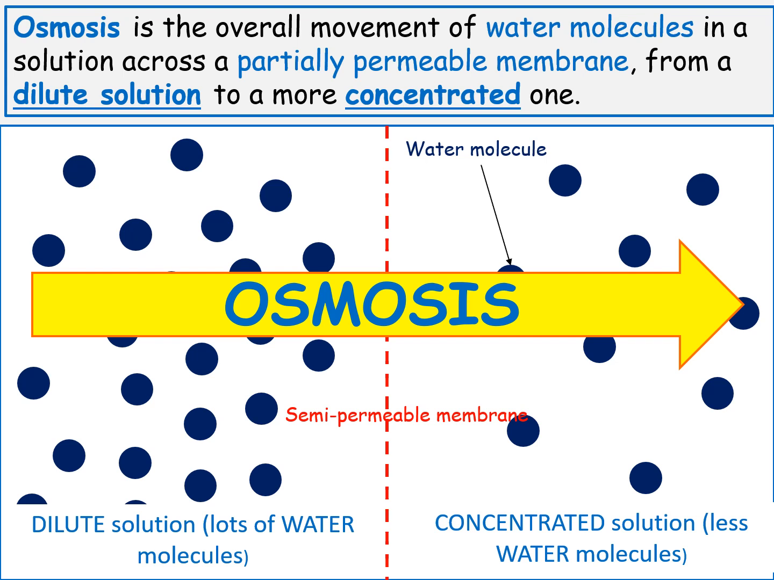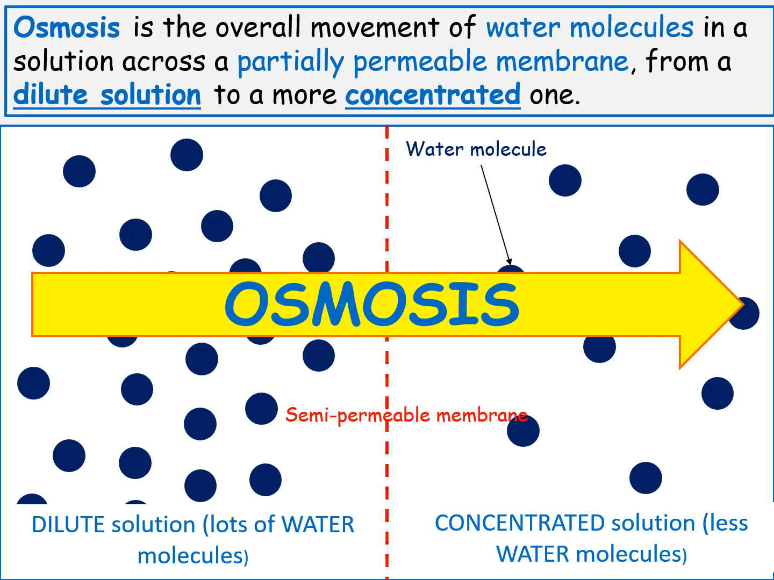Now it might also be important to point out that this partially permeable or semi-permeable membrane means that some things can pass through and not others. So for example, water is permeable, it can pass through, but larger soluble molecules like glucose wouldn't be able to go through.